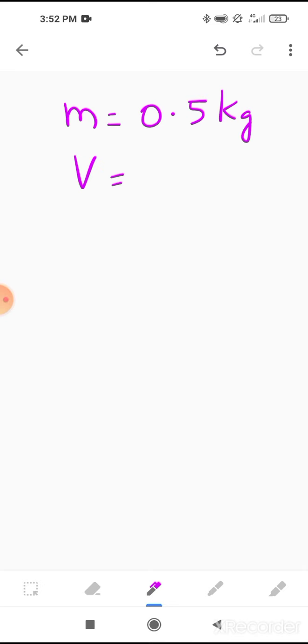Next question. Question number 12, page number 45. A ball of mass 0.5 kilogram is thrown vertically upward with a velocity of 4 meter per second. Calculate the maximum potential energy it gained at the highest point. Mass of the ball is given as 0.5 kilogram. It is thrown up with a velocity of 4 meter per second.